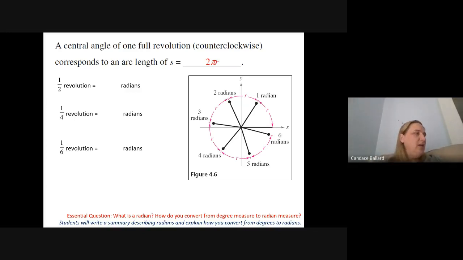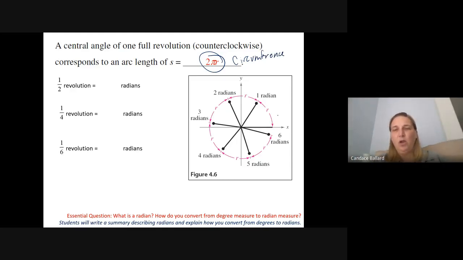So a central angle of 1 full revolution counterclockwise corresponds to an arc length of 2 pi r. Hopefully you recognize that 2 pi r is really just the circumference of a circle. That's where that's coming from. If we go all the way around the entire circle, we know that measurement is 2 pi. If I were to write all those radians around there, 2 pi, if you just estimate it, is 2 times 3.14, which is about 6. It's a little bit more than 6, which is why there's 6 radians.